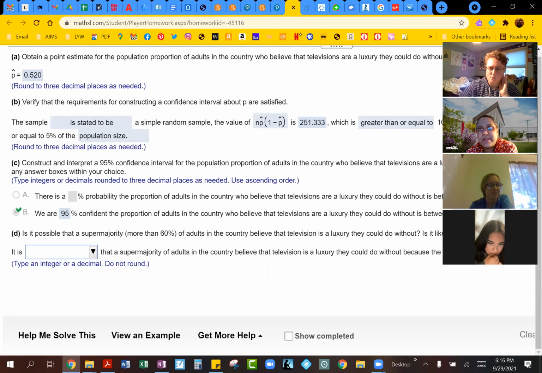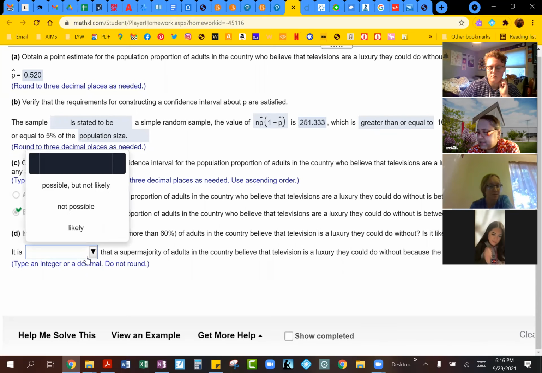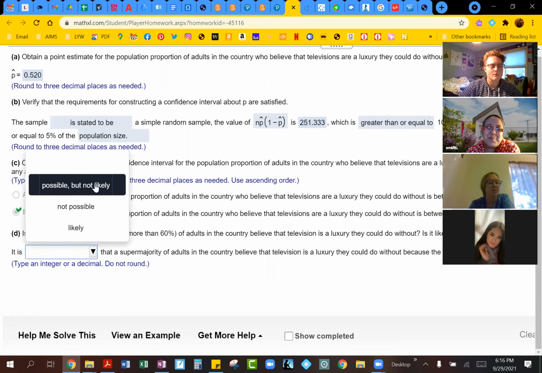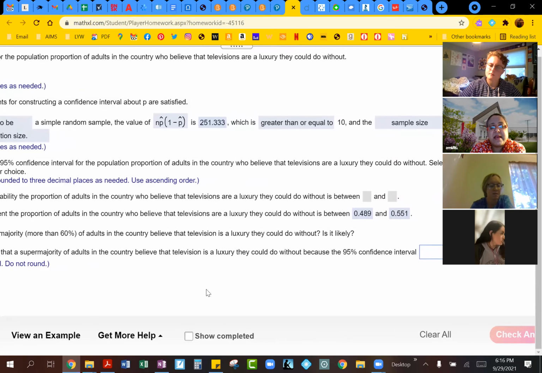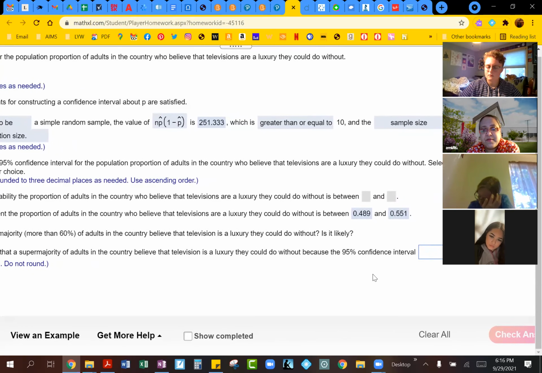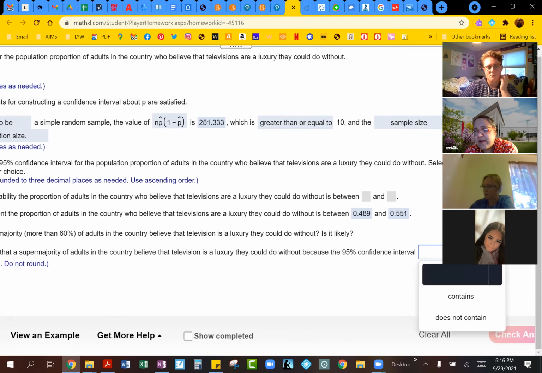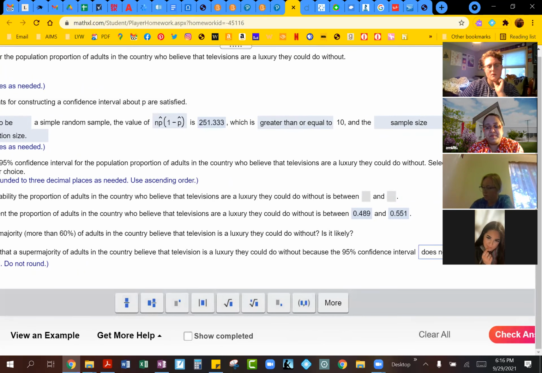It's not possible, right? Because 60% is not part of that lower bound and upper bound, because 60% would be 0.6, right? And you can see we stop at 0.55, so we're not going up to 60%. So we would say it is possible, because there's always a possibility, but it's really not likely that it's going to happen. So we're saying it is possible but not likely that a supermajority of adults believe they can do without the TV, because the 95% confidence level does not contain 0.6.